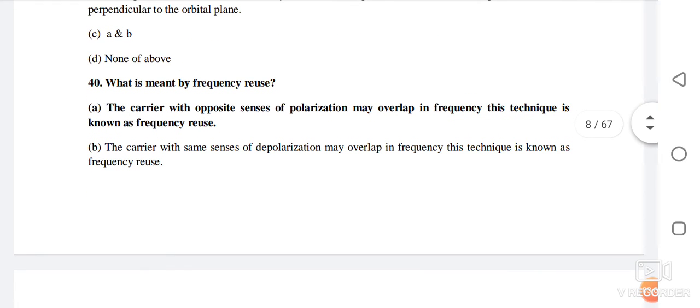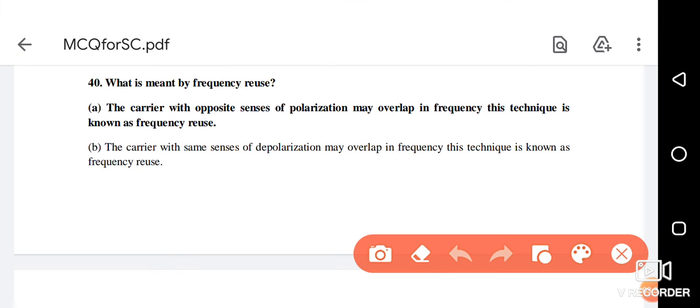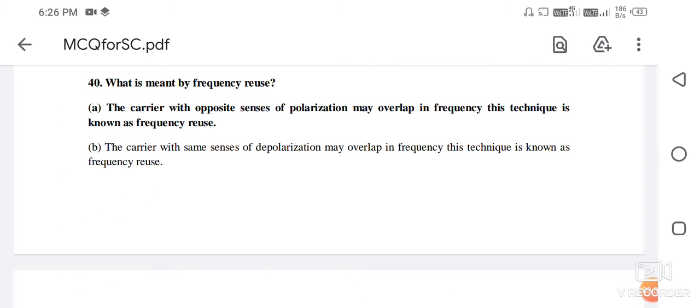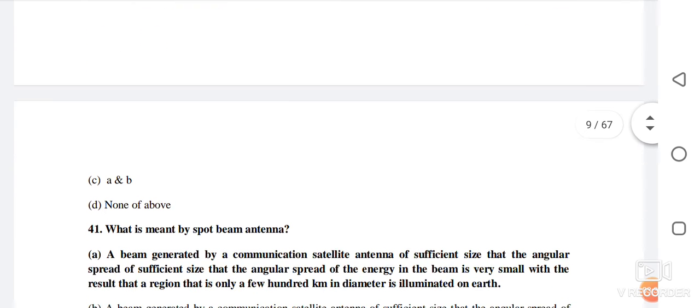What is meant by frequency reuse? It is a very important question from the university exam point of view. So the right answer is: in frequency reuse, carriers with the opposite sense of polarization may overlap in frequency. This technique is known as frequency reuse. So the right option is option number A. Next question.